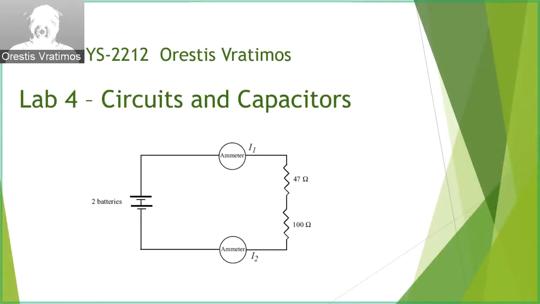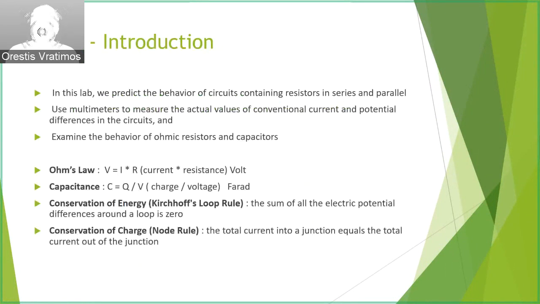In Lab 4, Circuits and Capacitors, for the course Physics 2 2012, we predict the behavior of circuits containing resistors in series and parallel, use multimeters to measure the actual values of current and potential differences in the circuits, and examine the behavior of ohmic resistors and capacitors. We use Ohm's law, capacitance, the conservation of energy, also known as Kirchhoff's loop rule, and the conservation of charge, the node rule.